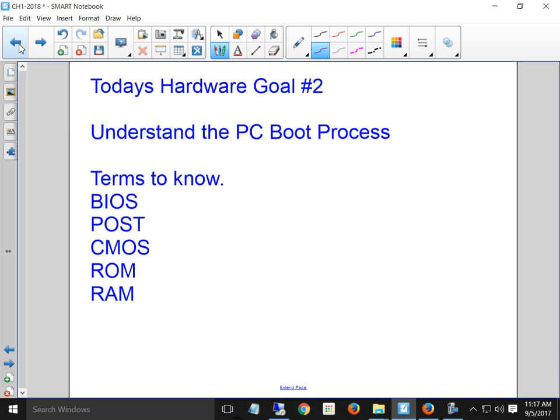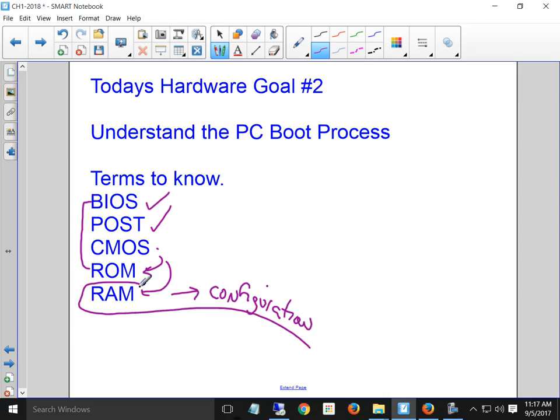So, we said BIOS, basic input output system. Host is a power on self test. CMOS is where ROM and RAM are on the motherboard. It's CMOS ROM, which is where BIOS, the program, is stored. CMOS RAM is where the configuration is stored, and it's the CMOS battery that holds that information there. Every single computer has some kind of CMOS RAM battery.